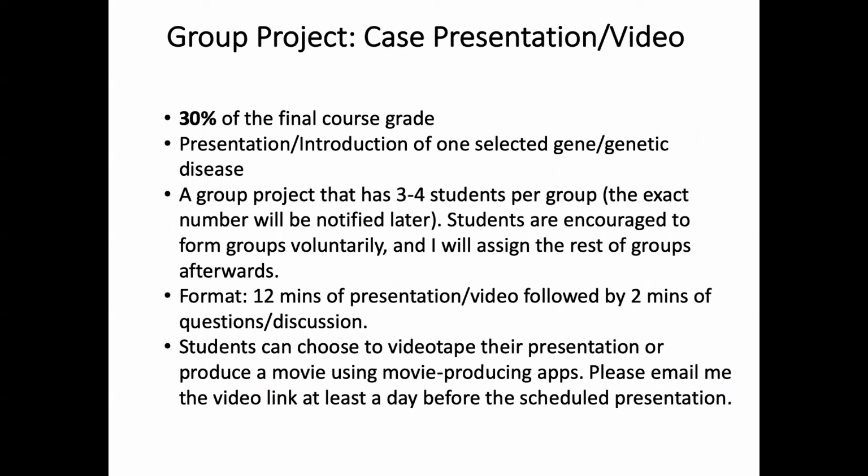Now I would like to give you some details about the group project. It weighs exactly 30% of your final course grade, and each group will work on one genetic disease. We'll have about 3 to 4 students per group, depending on how many students will stay in this course. I'll notify you of the number a little bit later. So you will be asked to form the group yourself, but for anyone who does not form the group voluntarily, I'll assign groups for them.